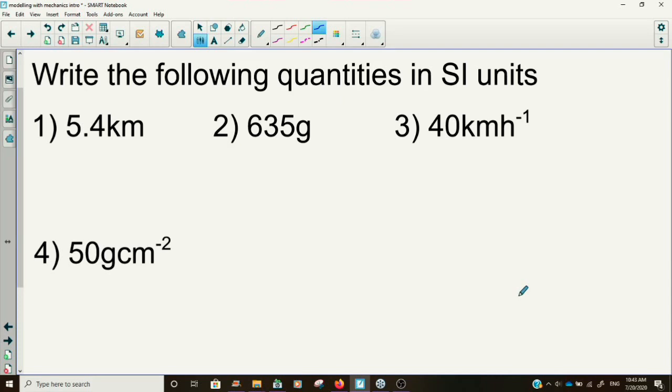Okay, pretty straightforward, the first three, I think. Working out 5.4 kilometers in meters, well, there's 1,000 meters in a kilometer, so that's going to be 5,400 meters. For question 2, we've got a mass in grams. We need to divide by 1,000 to get that in kilograms. 1,000 grams in a kilogram.